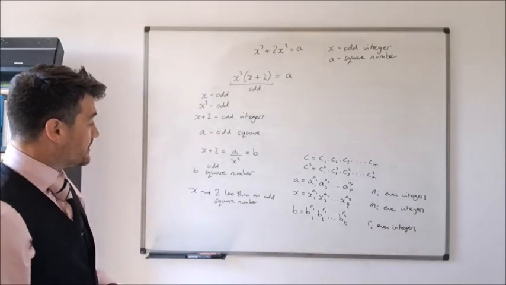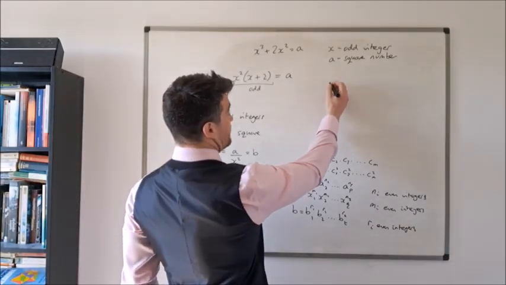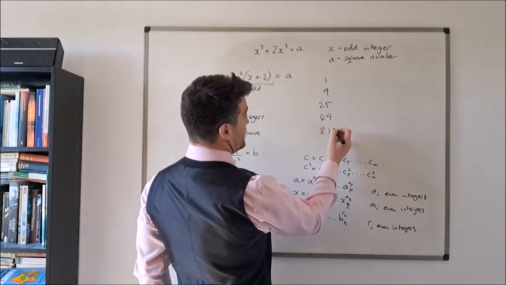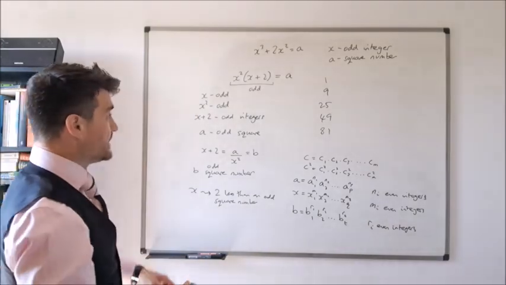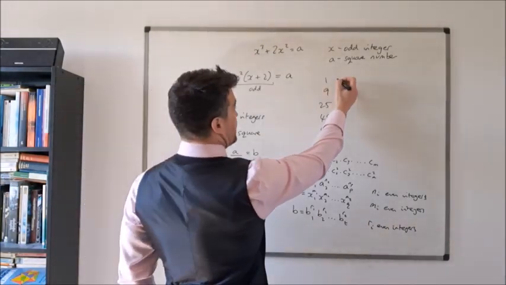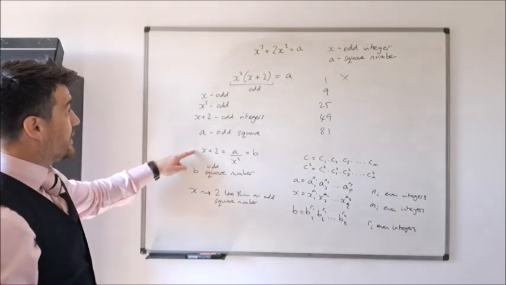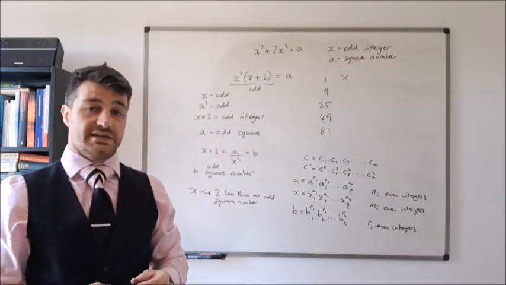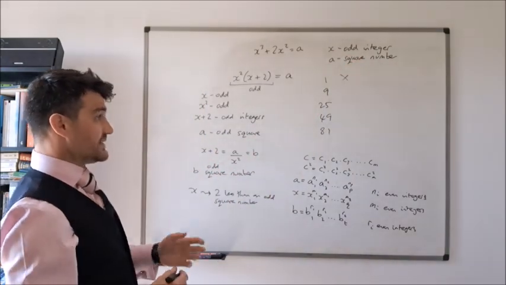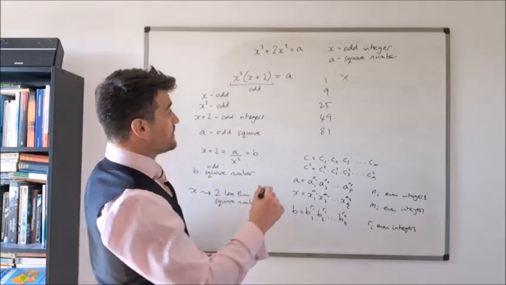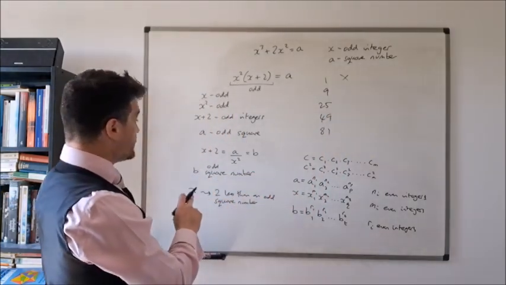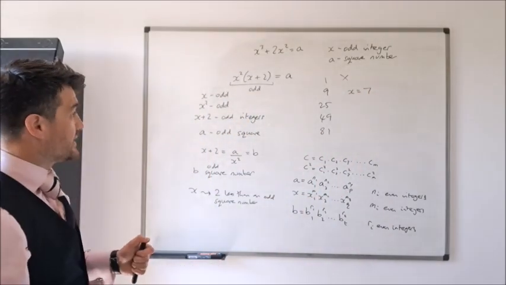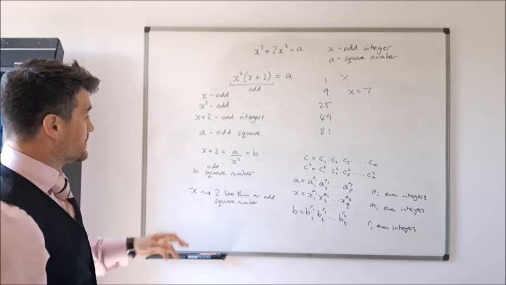So the possible odd square numbers that we're looking at, well, the odd square numbers are 1, 9, 25, 49, 81, and so on. So it can't be 1, because when it says in the problem x is an odd integer, I interpret this as meaning a positive integer. If x plus 2 is equal to 9, that would mean that x equals 7.